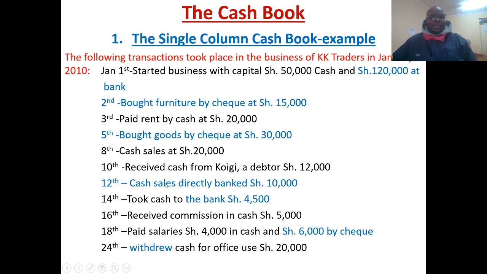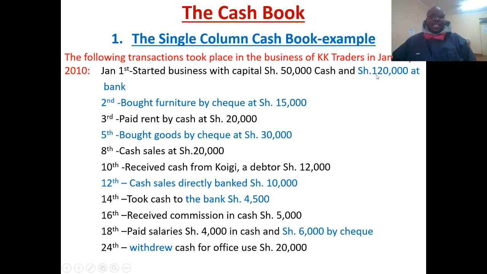On 12th, they made cash sales directly banked by the buyers, equivalent to 10,000. On 14th, they took cash from the cash box to the bank, equivalent to 4,500 shillings. On 15th, they received commission in cash of 5,000. On 18th, they paid salaries, 4,000 in cash and 6,000 by check. On 24th, KK Traders withdrew cash from the bank for office use, which was 20,000.